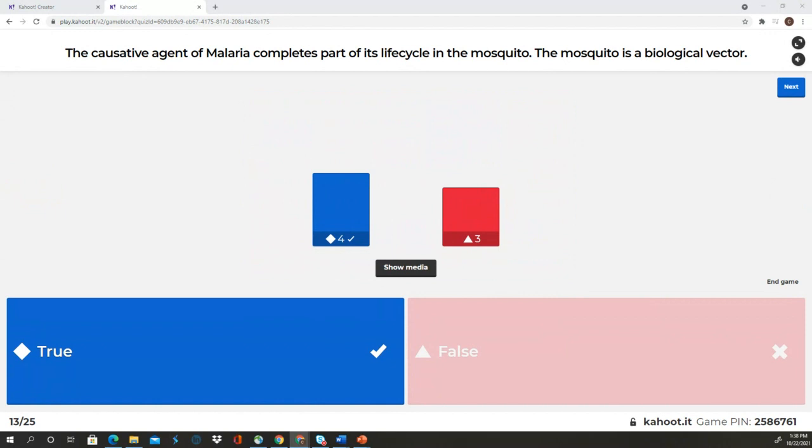All right. So because the mosquito is needed for the organism, which is a plasmodium, to complete its life cycle, it is a biological vector. Okay, so remember with biological vectors, the vector is necessary for the pathogen to complete its life cycle. With a mechanical vector, that's where the pathogen is just hitching a ride on the vector, but it doesn't actually need that vector in order to survive. With biological vectors, the vector is needed for the pathogen's survival.